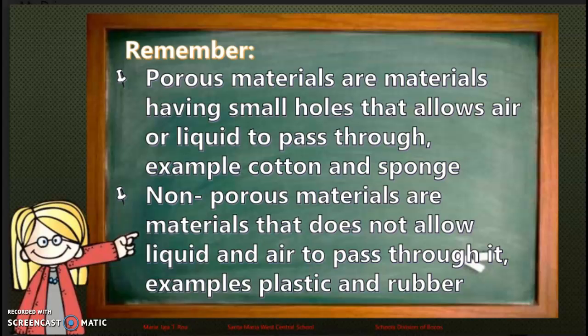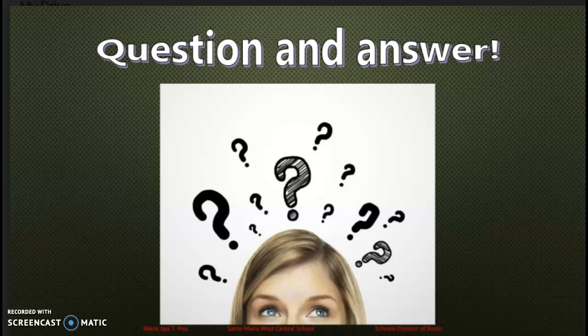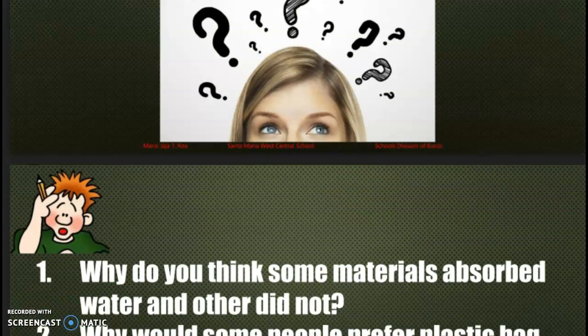So these are the things to remember. Porous materials are materials having small holes that allow air or liquid to pass through. An example would be a cotton ball or a sponge. Non-porous materials are materials that do not allow liquid and air to pass through them. Examples might be plastic and rubber. So let's look at some questions and then let's try to answer them.